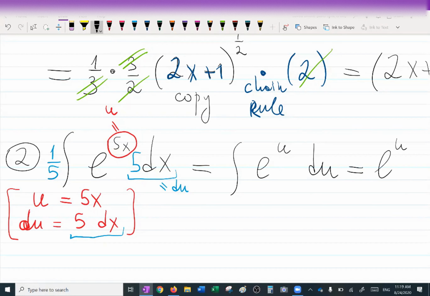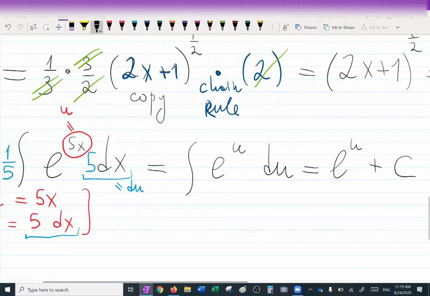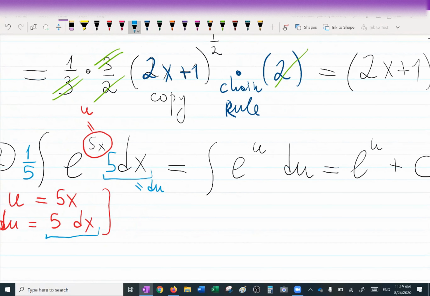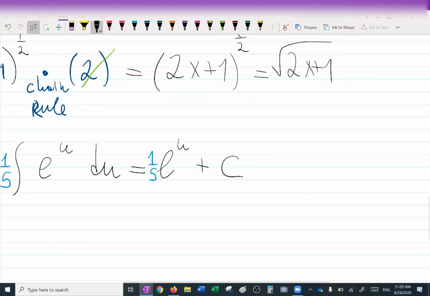E to the u. All agree? E to the u plus c, don't forget. But did I lose anything? Yes. You see that's 1/5? Don't forget it. I will be doing it a couple of times for you to make sure you don't lose it. That's when you're going to be checking your answer and it's not going to match unless you have this 1/5 in front of the integral. You will differentiate and the chain will not match unless you have 1/5 there. That 1/5 basically cancels out the 5.